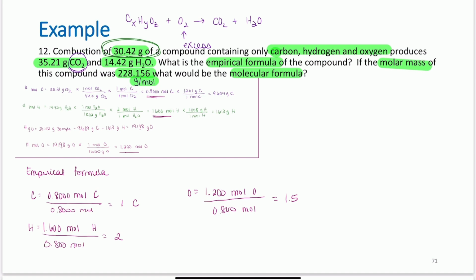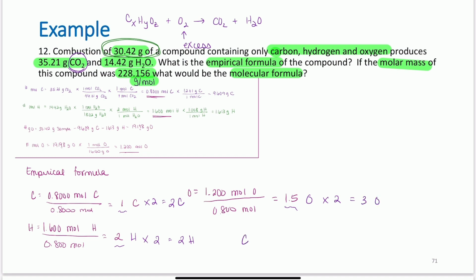Now, I promised you guys I would not make you round at 1.5, and that is completely true. But that doesn't mean you don't have to multiply. We do have to multiply this one. This number looks great. This number looks great. But this number does not look great. I need to multiply all my values by 2 to get my empirical formula. It is the lowest whole number mole to mole ratio. So times 2 gives me 2 carbons, times 2 gives me 4 hydrogens, times 2 gives me 3 oxygens.